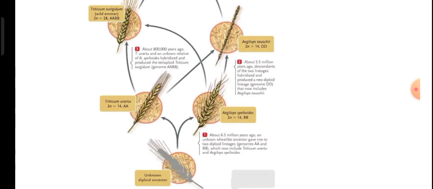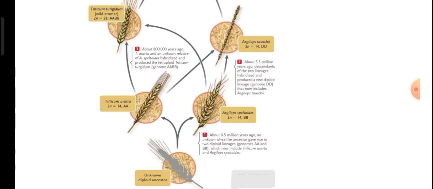About 6.5 million years ago, an unknown wheat-like ancestor gave rise to two diploid lineages, that is genome A and B, which now include Triticum urartu and Aegilops speltoides. Then these two genomes, AABB, were hybridized about 8 lakh years ago. So Triticum turgidum was the result, which is called wild emmer, having chromosome number 28. AABB is the genome composition.